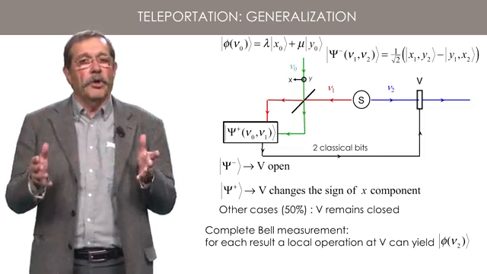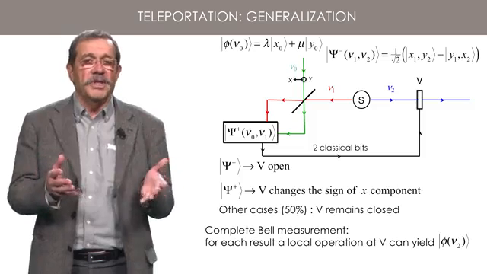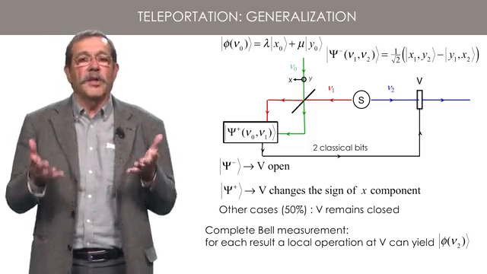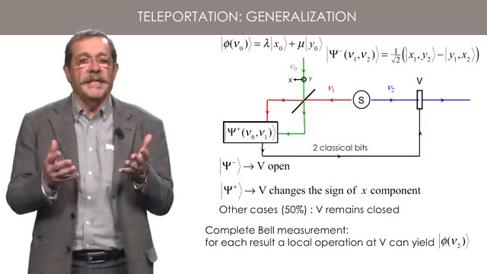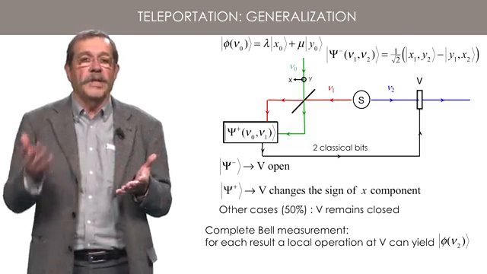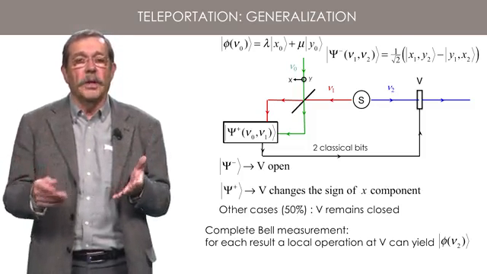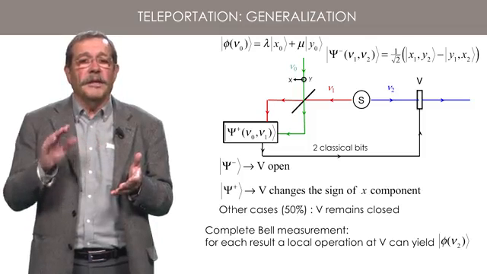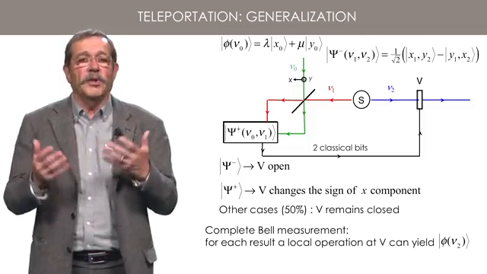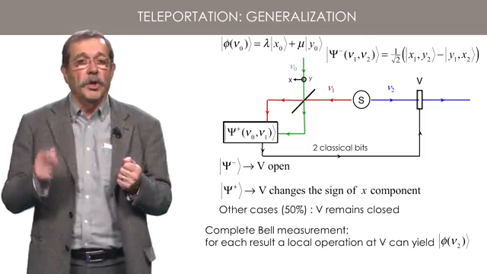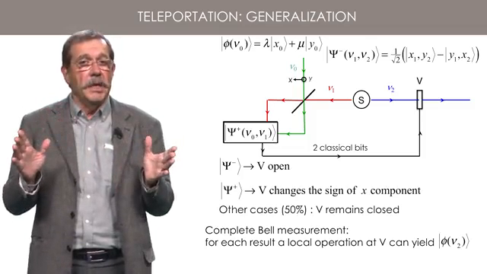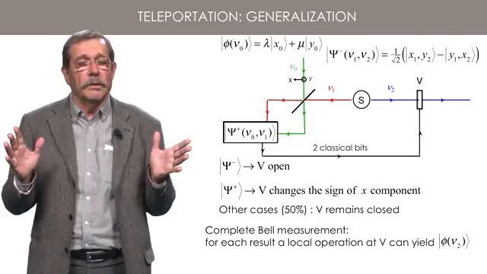Because of the lack of a complete Bell measurement for single photons, teleportation can be realized in only half the cases, the ones associated with psi minus or psi plus. But there is no fundamental reason preventing one to realize a complete Bell measurement. You can think of it. Maybe one of you will find a solution.